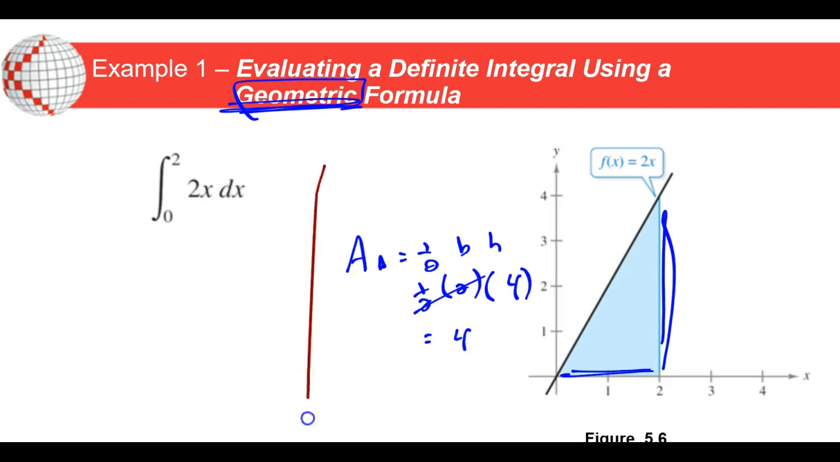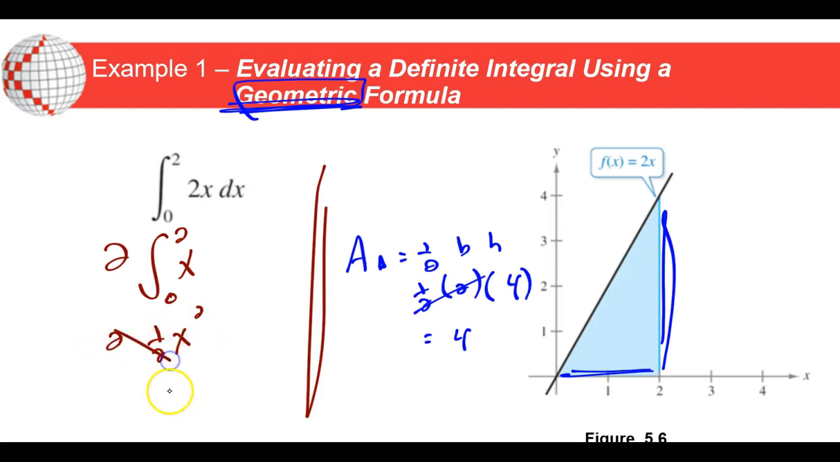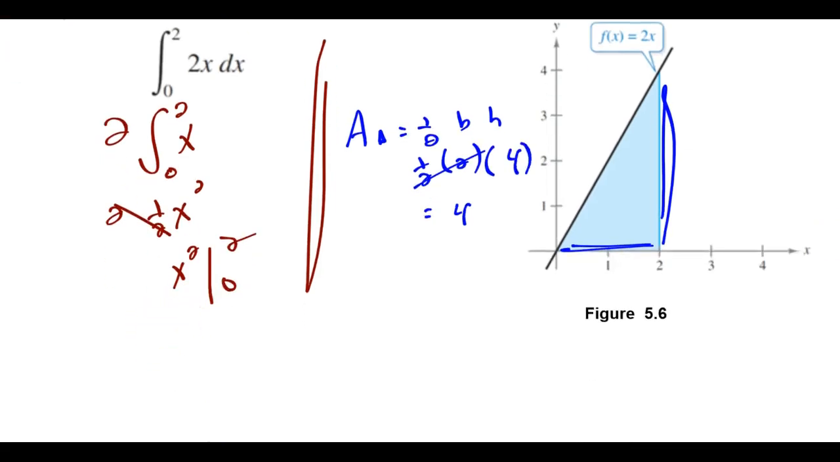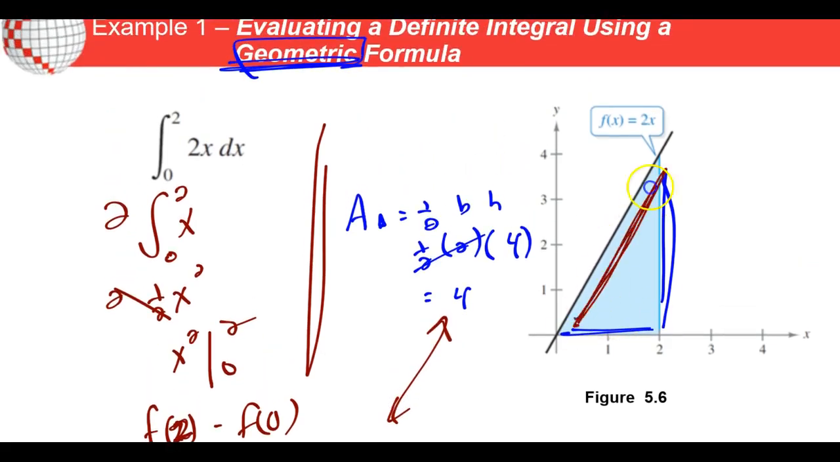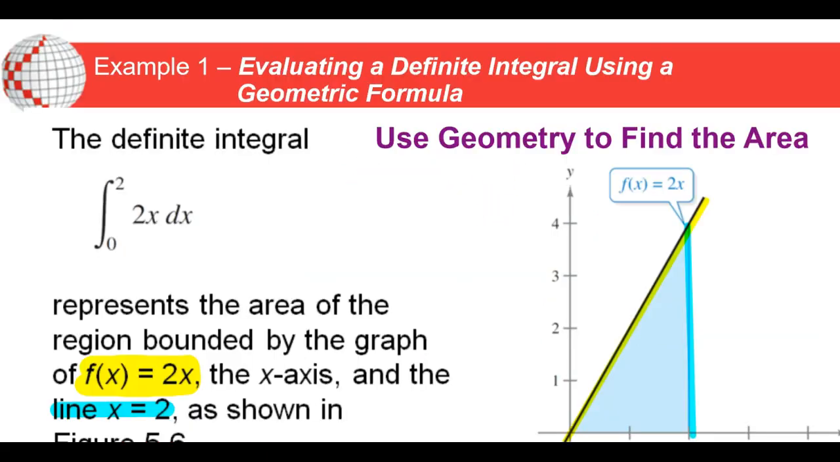Now I could have used the fundamental theorem of calculus by integrating this thing. The integral of x is, of course, x squared over 2, and of course I have a 2 out front, so it's just x squared evaluated between 0 and 2. Then I use the fundamental theorem of calculus as f of 2 minus f of 0, and f of 2 says go to the f function and plug in a 2. So it's 2 squared minus 0 squared, which again is 4. So either way works. Since this is a triangle, we can use geometry, but in some figures you can't use geometry.